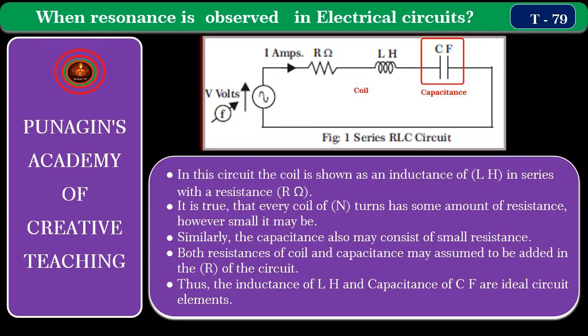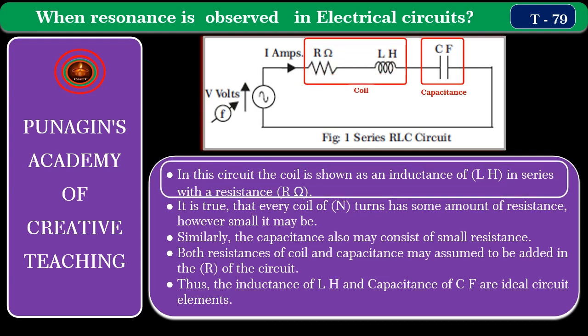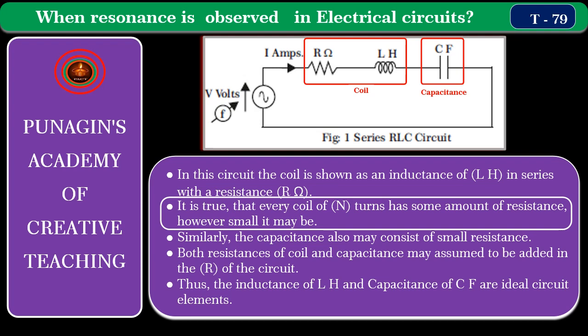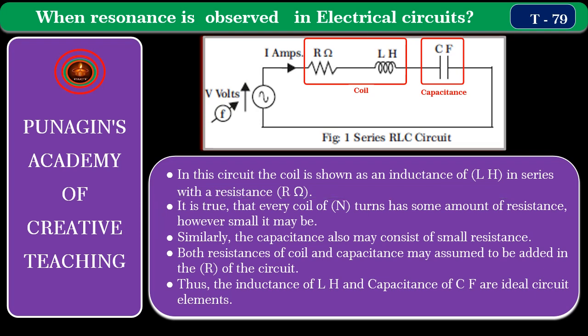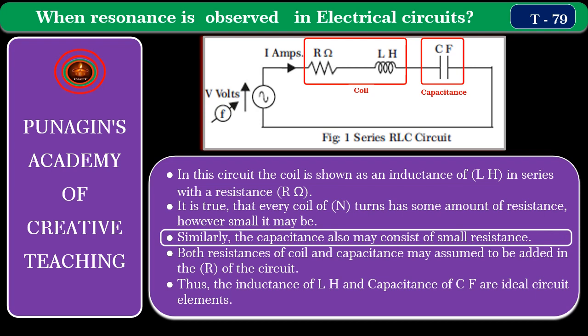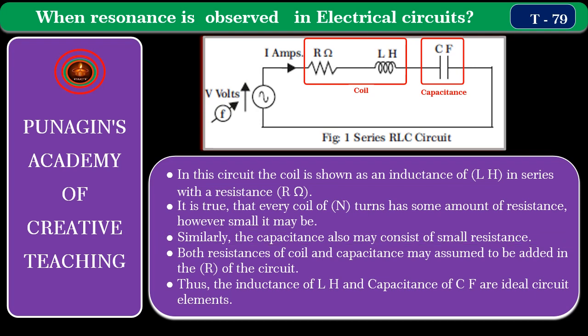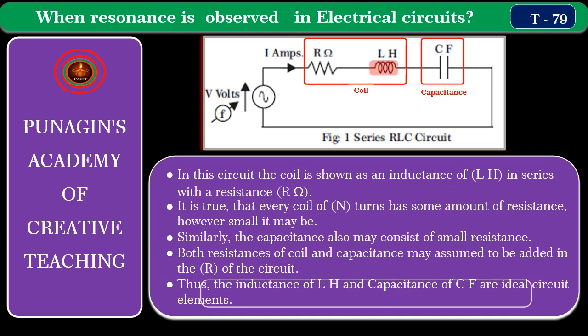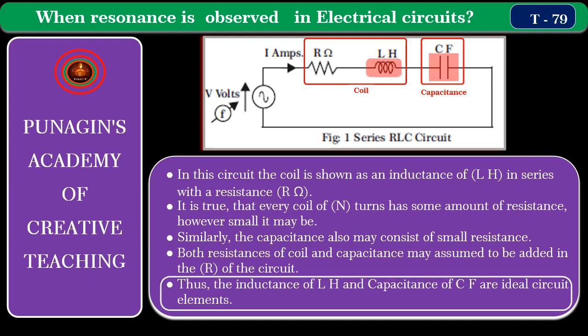In the circuit shown, the coil is shown as an inductance of L henries in series with a resistance of R ohms. It is true that every coil of N turns has some amount of resistance, however small it may be. Similarly, the capacitance also may have a small amount of resistance. But both the resistance of the coil and the capacitance are assumed to be added in the resistance of R ohms in the circuit shown. Thus, the inductance of L henries and the capacitance of C farads are ideal circuit elements.